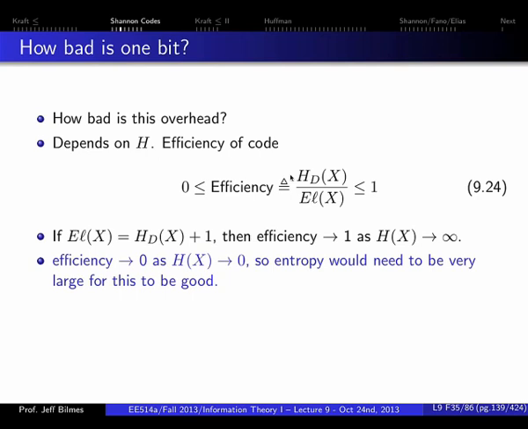The expected length of the code, is it similar to the rate of the code? In a block code, we have a rate of the code. Yes, so it is the rate of the code. The expected length is the average number of bits per source symbol. In a block code, remember we're coding a block of source symbols simultaneously, so we have to divide by the block length. So far, what we've really talked about here is the block length of size 1.